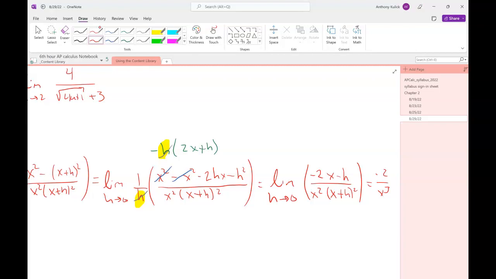Yeah. Right, negative 2x over x to the fourth reduces. Okay. I thought that's what I overheard you guys talking through. Okay. Does that feel okay? Luke, you're happy? Yeah. Okay.